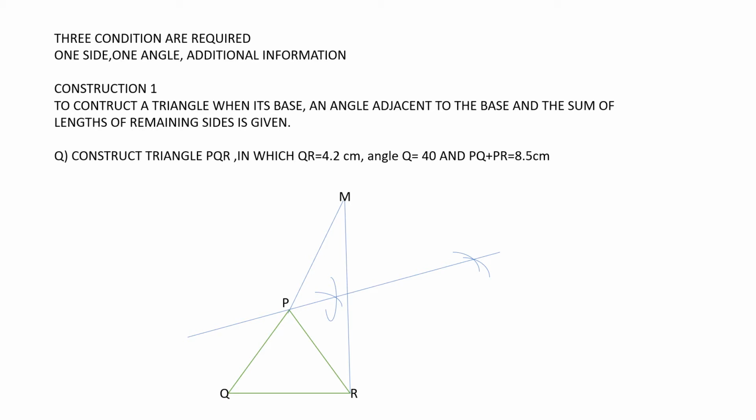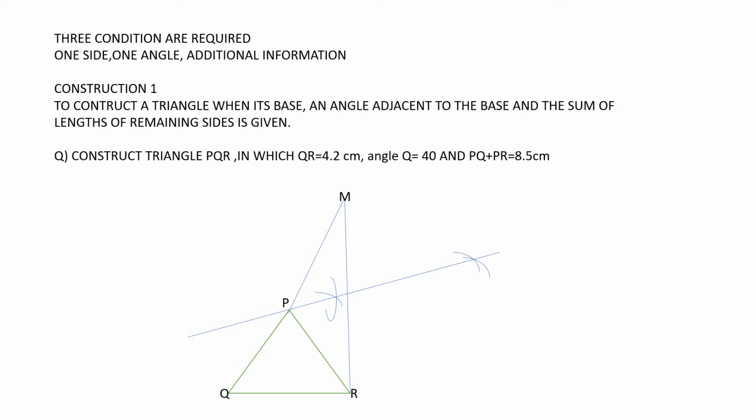What will you do first? You have to draw the baseline QR. The base QR they have given is 4.2, between this Q and this R. This must be 4.2 centimeters, so you have to write 4.2 centimeters, right? After that, you have to draw PQ plus PR, this and this side, which should be 8.5.